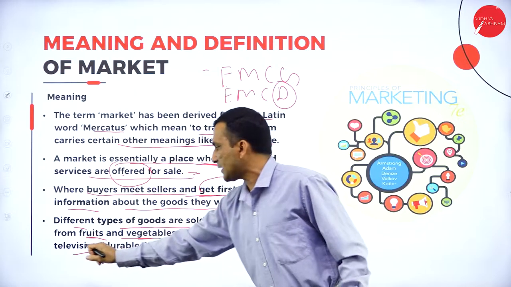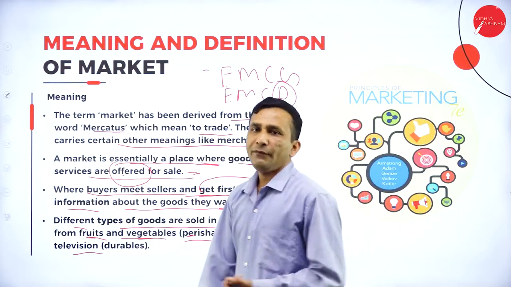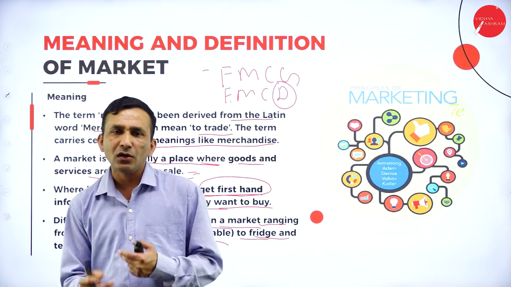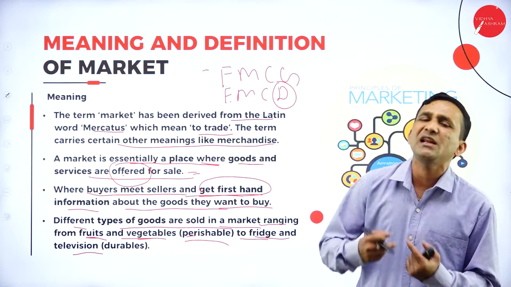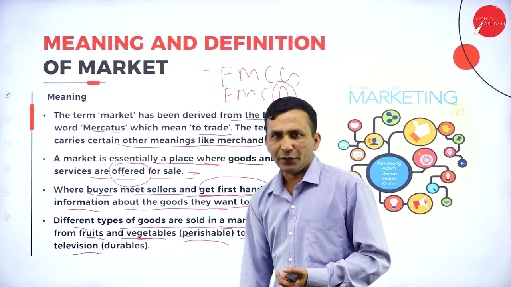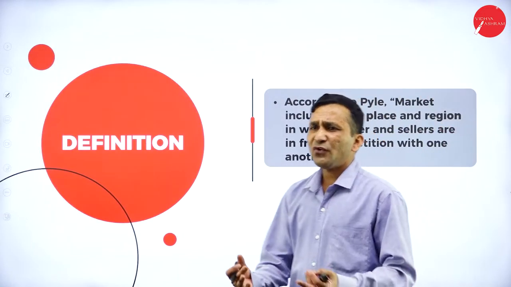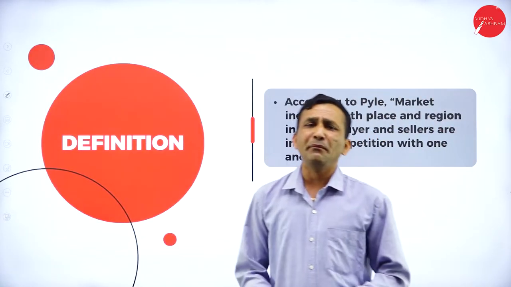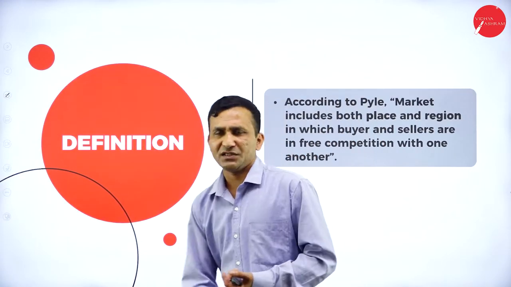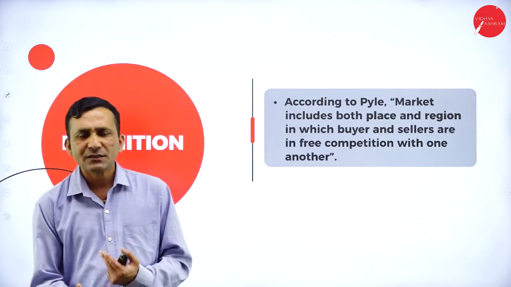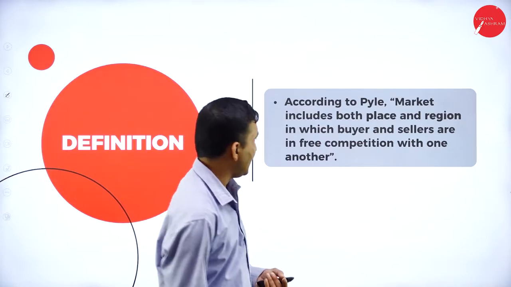Now, if you take the example of a fridge and a television, which come under the category of FMCD, customers are not purchasing them every day of the year; they purchase very rarely, because the durability is extended for a certain period. Moving forward, if you want to be familiar with the meaning of market, you definitely need an idea about the definition, according to experts, and what kind of definitions they provided.